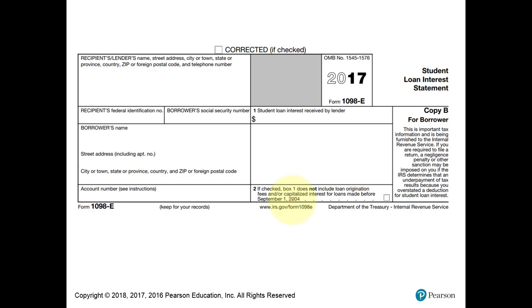Here's the form you get when you start paying off your student loan interest, a Form 1099-E, and here's the amount of student loan interest that you may be able to deduct, up to those limitations we just saw.